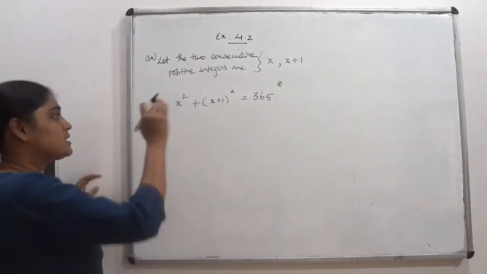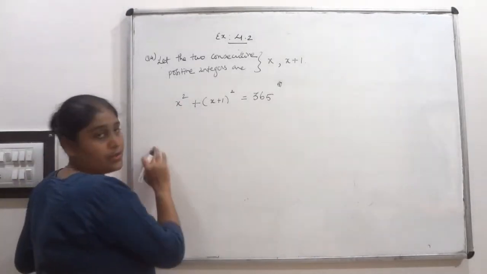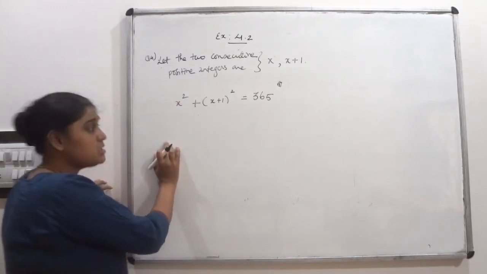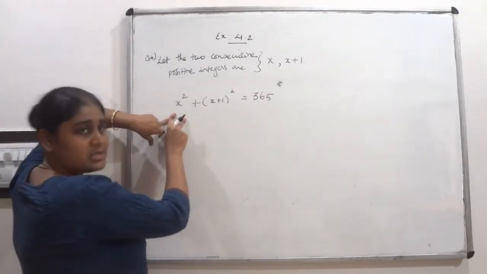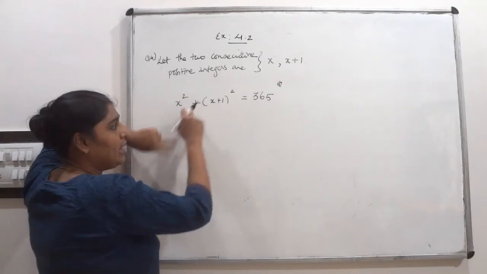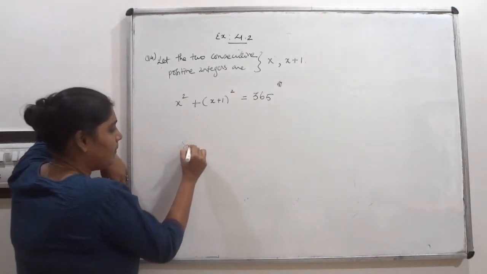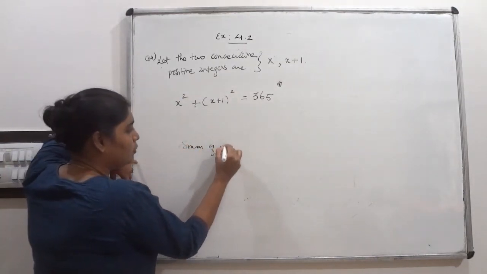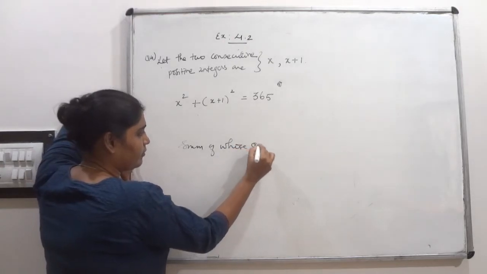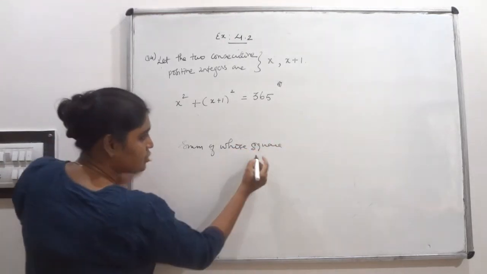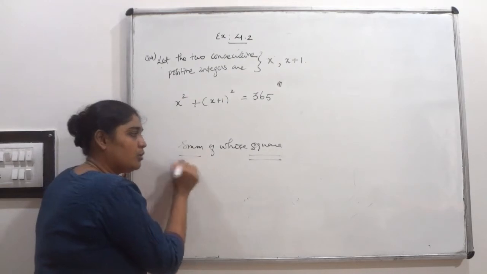And the sum of the squares is given to you. So sum of the squares means squares and their sum. So first you have to square and then add. Sum of whose square. That means first you have to do the square, then you have to add.